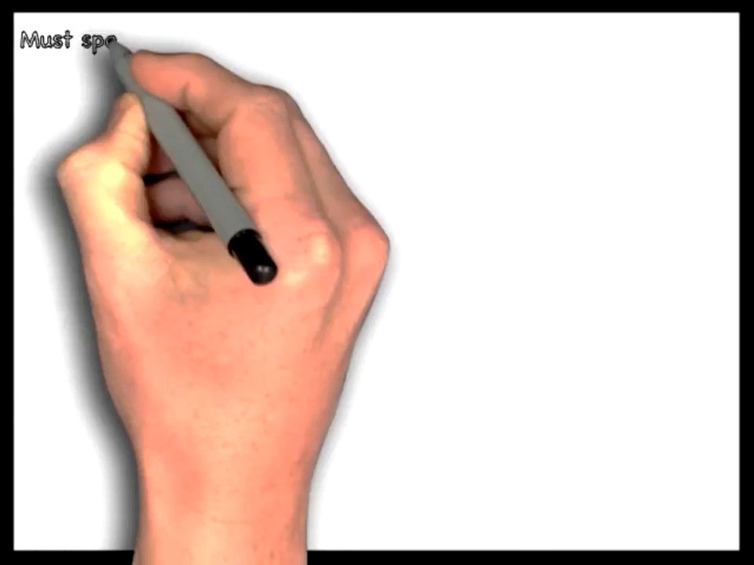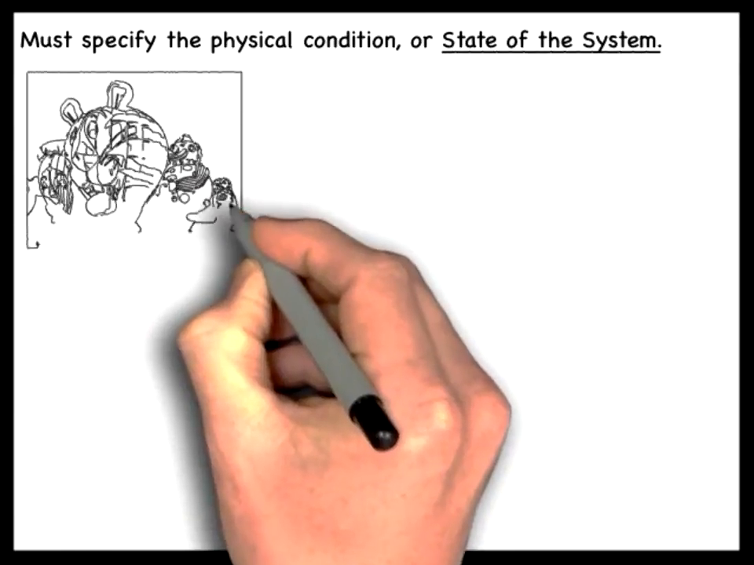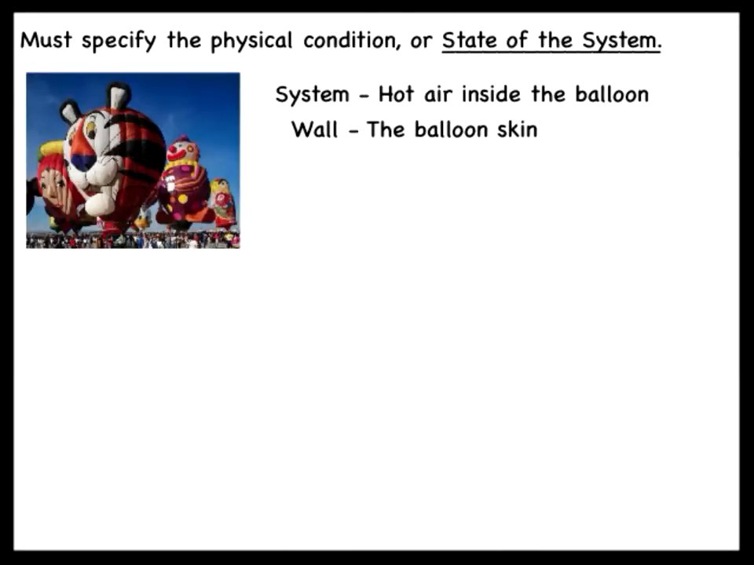In order to understand what the laws of thermodynamics have to say about the relationship between heat and work, it is necessary to describe the physical condition or state of the system. We might, for example, be interested in the air within a hot air balloon. The hot air itself would be the system, and the skin of the balloon would provide the wall that separates the system from the cooler air outside in the surroundings.